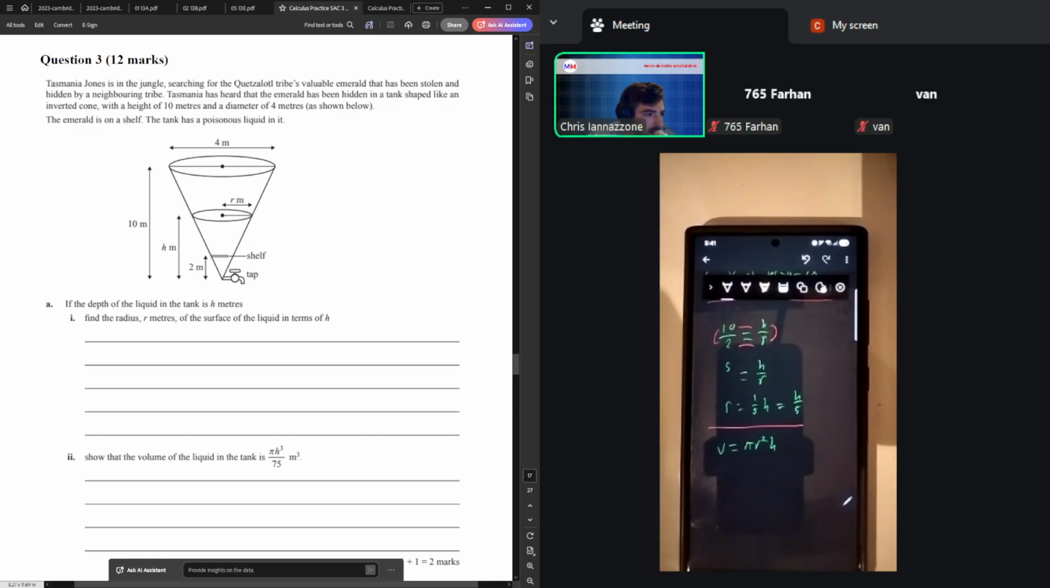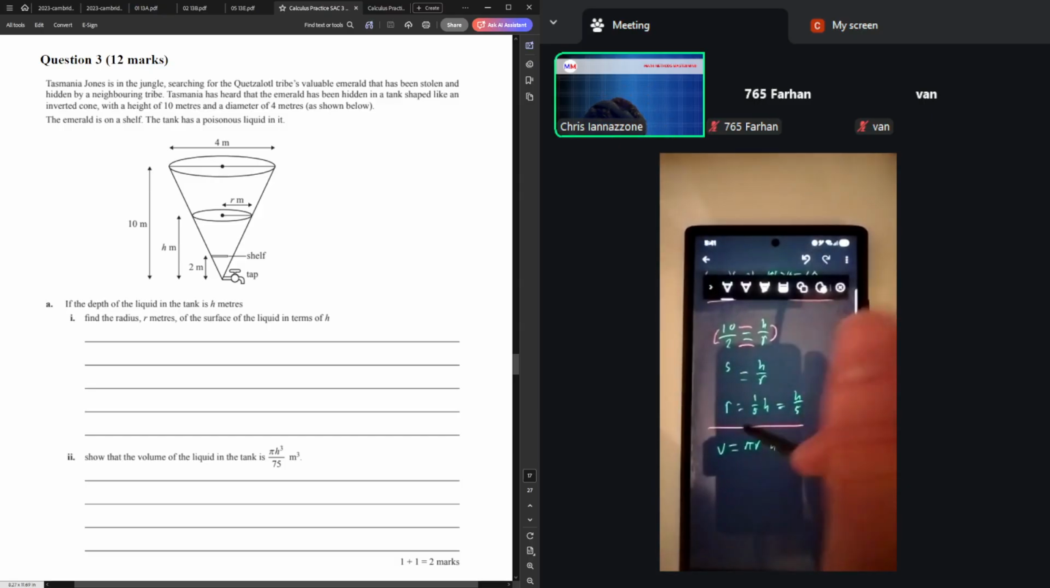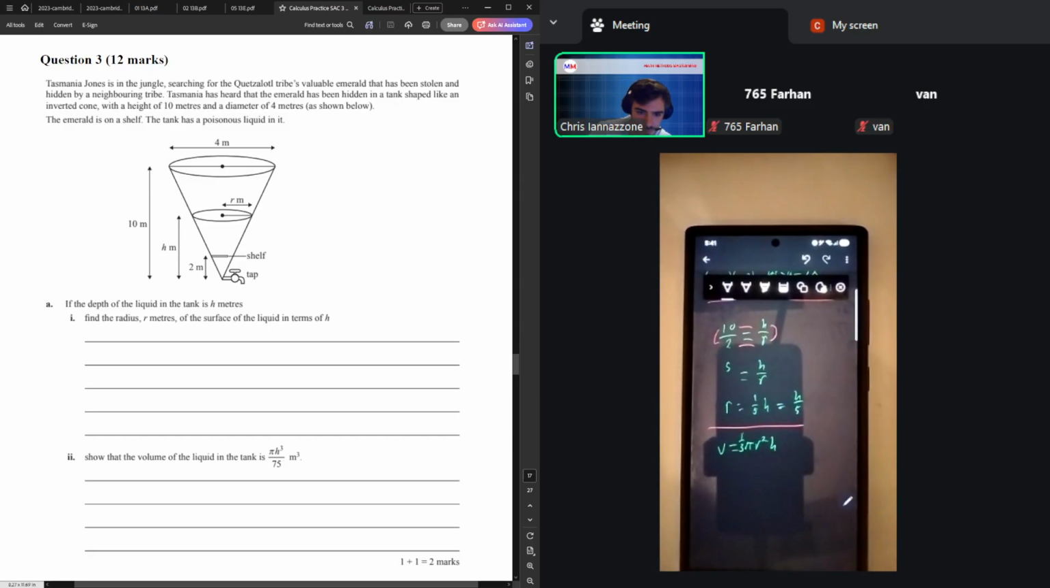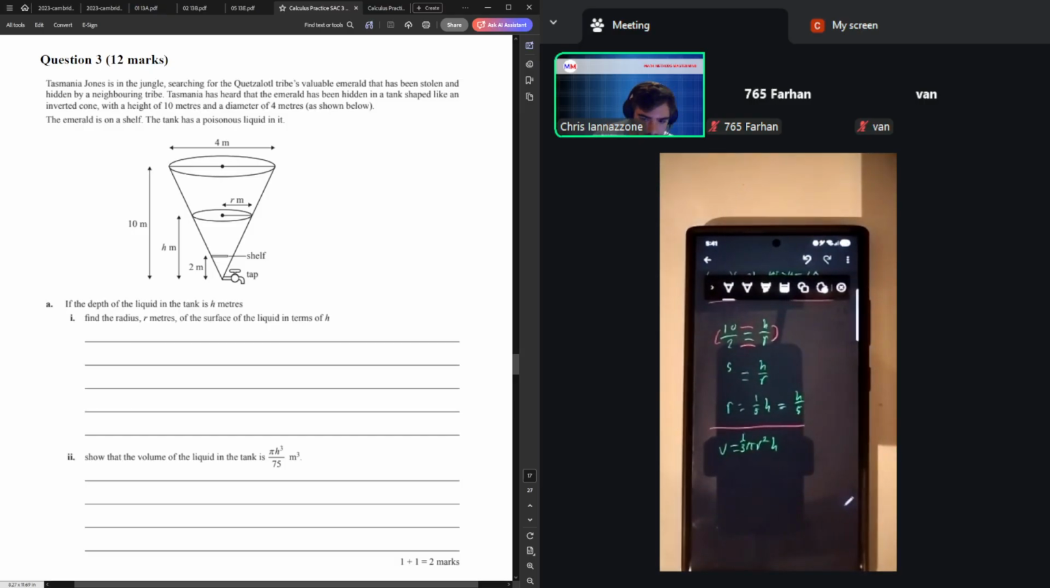Oh, hang on, I'm using a cylinder. Where's the other one? Where's the cone? Oh, a third pi r squared h. Let's fix that. My bad. That's a bit better.